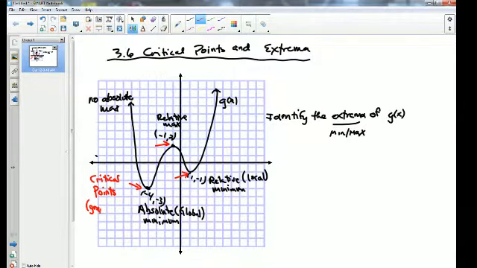Anywhere the graph turns from increasing to decreasing, or vice versa, that's a critical point. Mins and maxes occur at critical points, or endpoints if we have a closed interval, but no worries there. You think we can handle that?